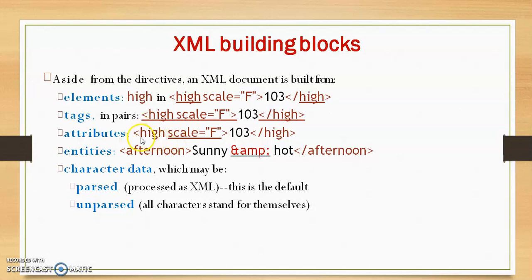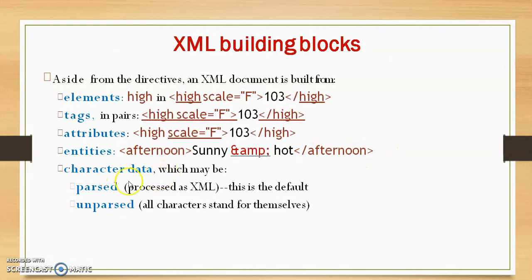Attributes: here is the height tag, followed by the attribute scale, and the attribute value is specified within double quotes. The entity specified in this example is the afternoon tag, followed by the content of the tag. Within the content there comes the ampersand symbol, and the entity ends with a semicolon.